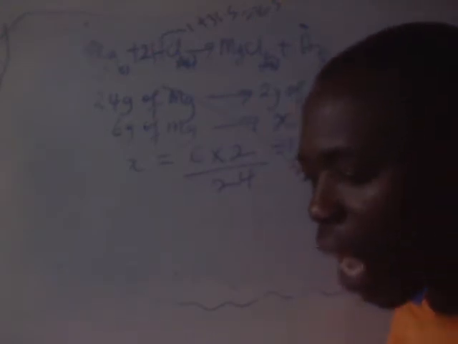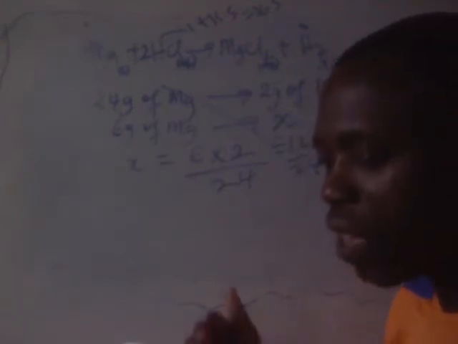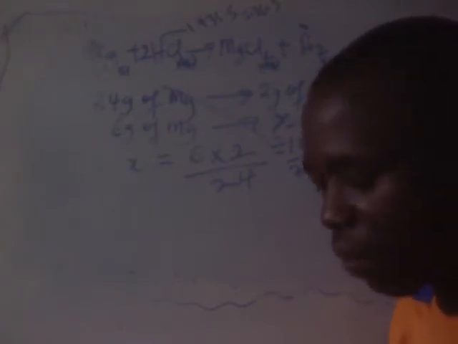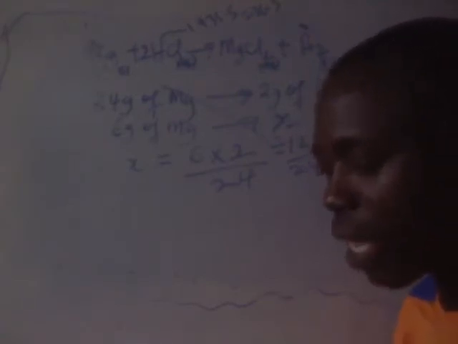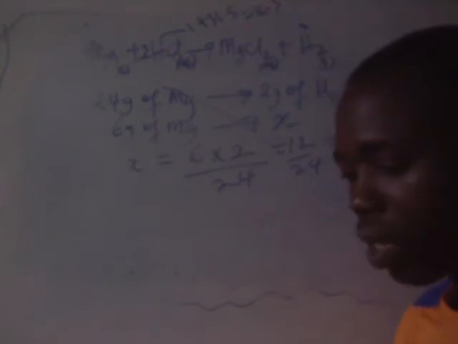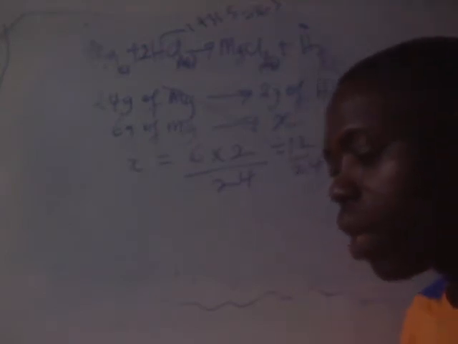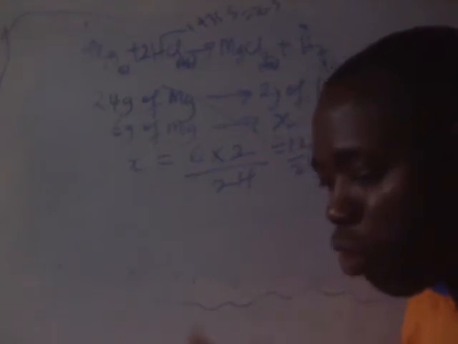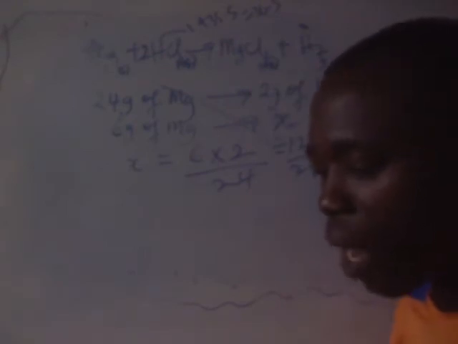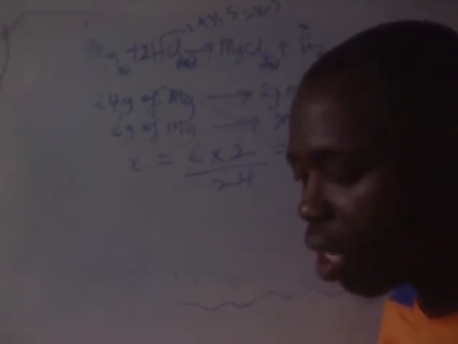Number 32. A piece of damp blue litmus paper was dropped into a gas jar of an unknown gas. The litmus paper turned pink and then bleached. The gas is. This is a practical question that has been experimented in the lab.